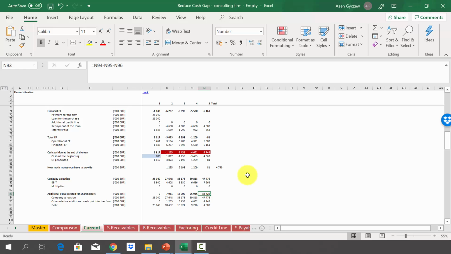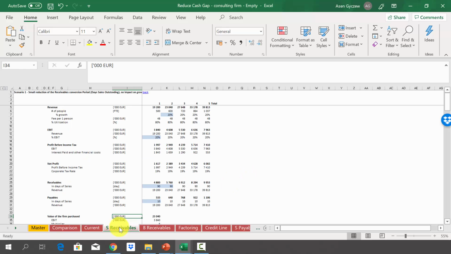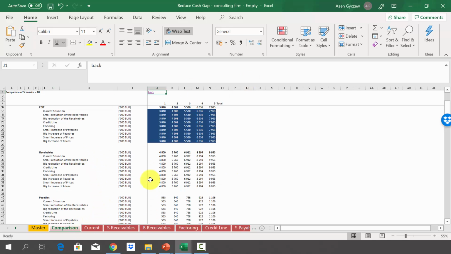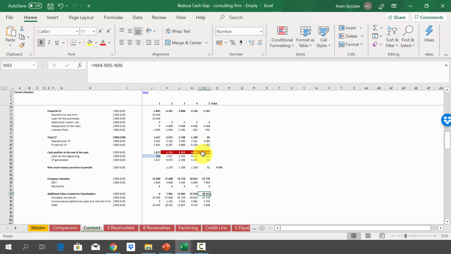Now, use the scenarios that we have defined, and in each and every sheet, try to implement them, and then look at the comparison to see which option is better. And obviously also define what better means. Are we talking about the company valuation or the cash that we have to pay in? Once we are done with the scenarios, move on to the next lecture where we'll have a look at the solution to this case study.